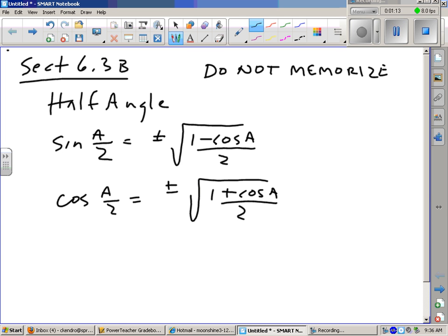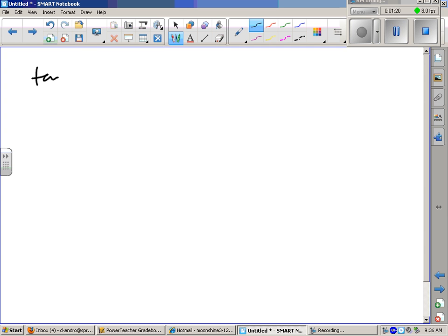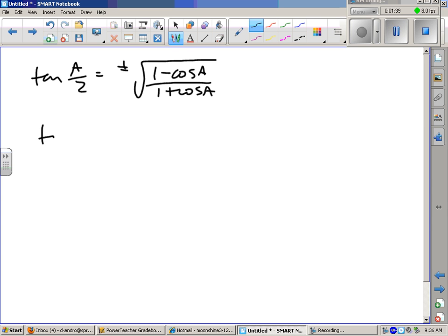Now, there are 3 tangent ones. So I'm going to go to the next page and do the tangent ones. Tangent of a over 2 is plus or minus the square root of 1 minus cosine a over 1 plus cosine a. Now this is a combination of the sine and cosine ones. The 2's have just been canceled out. So if you know sine and cosine, you can get the tangent one. However, there are 2 other ones that are probably a little more useful.